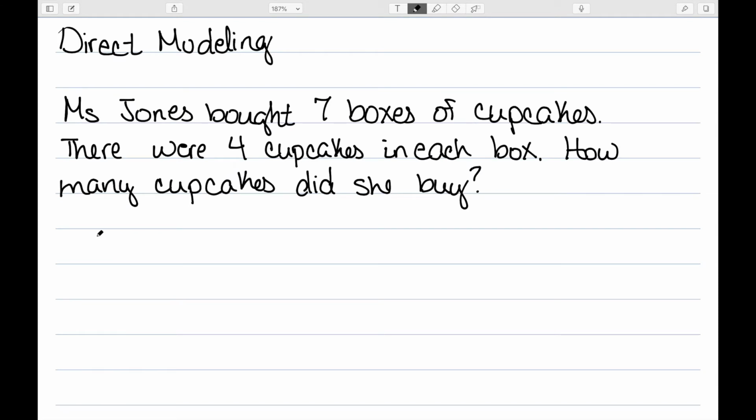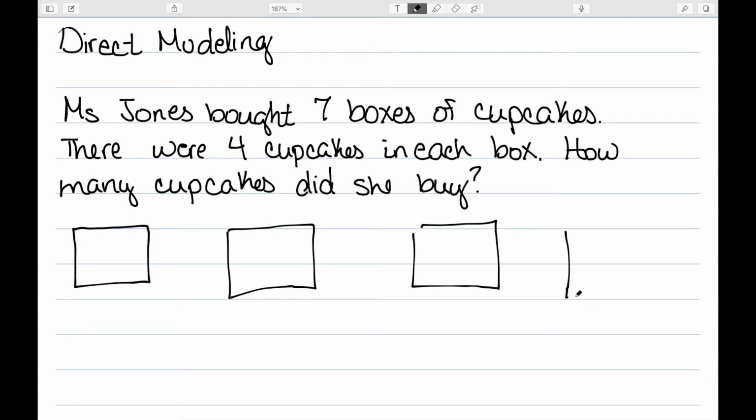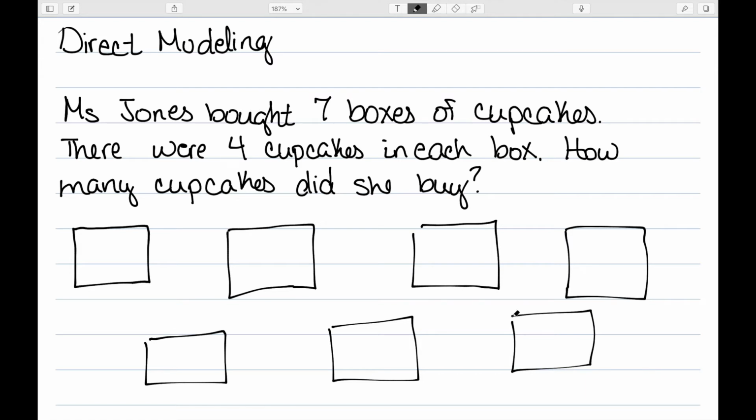Miss Jones bought 7 boxes of cupcakes. There were 4 cupcakes in each box. How many cupcakes did she buy? So we know she has 7 boxes, so we'll go ahead and draw 7 of these boxes. In each box, we had 4 cupcakes. So 4 in this box, 4 in this one, 4 in this one, and we keep going. We put 4 cupcakes in each box.